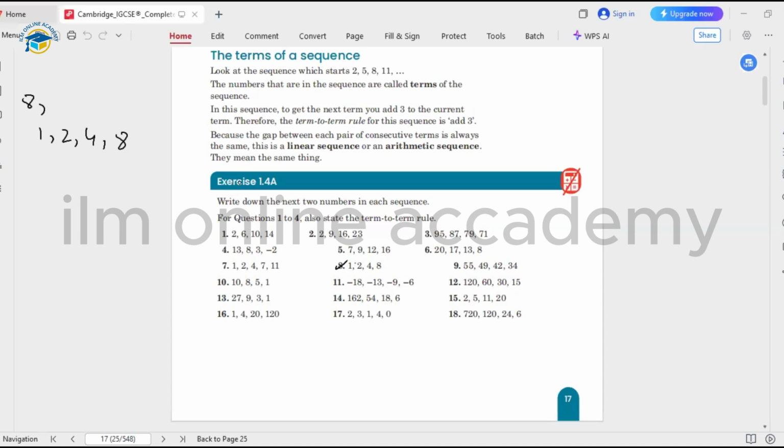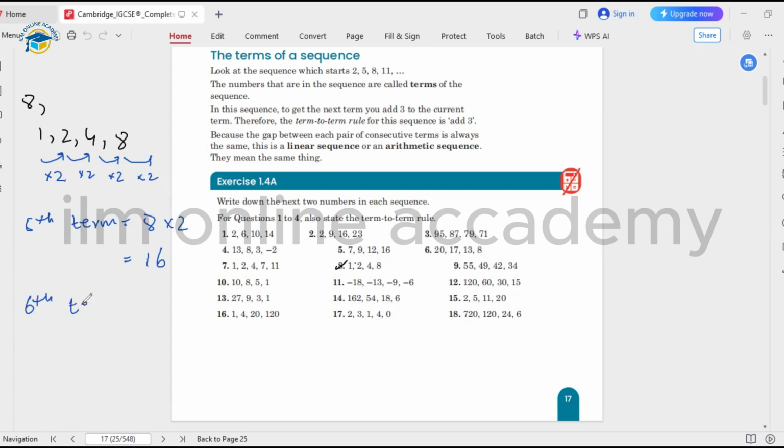So in this sequence, if you carefully check, we can get the next term by multiplying by 2 each time: 1 times 2, 2 times 4, 4 times 2 is 8, and so on. So the fifth term will be, if I multiply 8 by 2, 8 times 2 is 16.